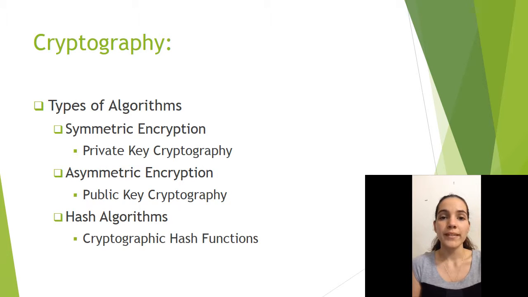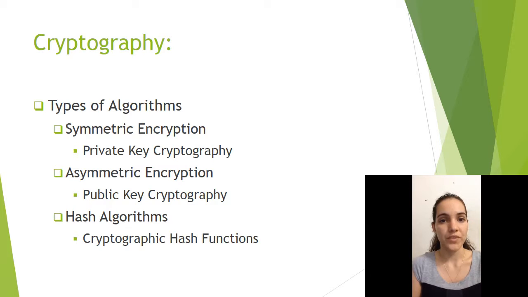There are 3 basic cryptographic algorithms: symmetric encryption, asymmetric encryption, and hash algorithms. Symmetric encryption, in which we can find private key cryptology, uses only one key for both encryption and decryption, which means that the sender and the receiver need to share the same key.